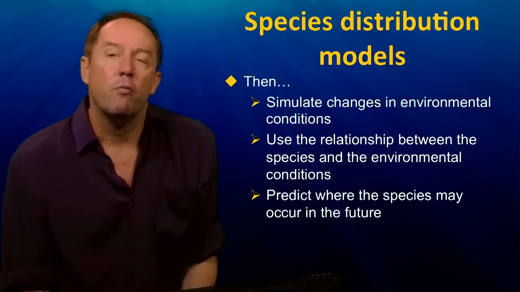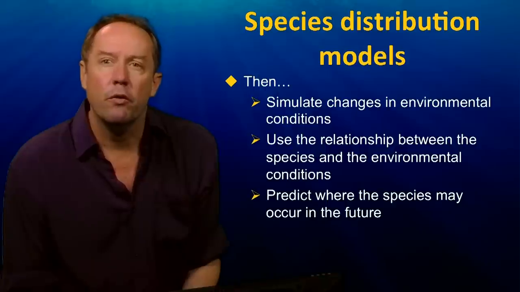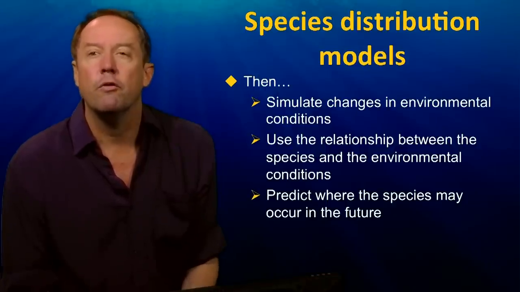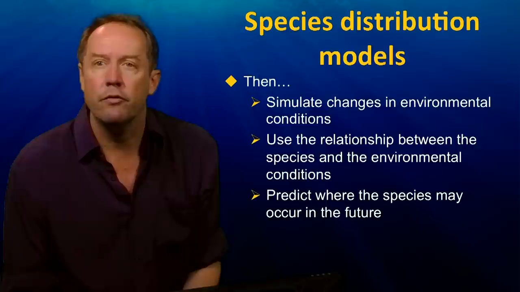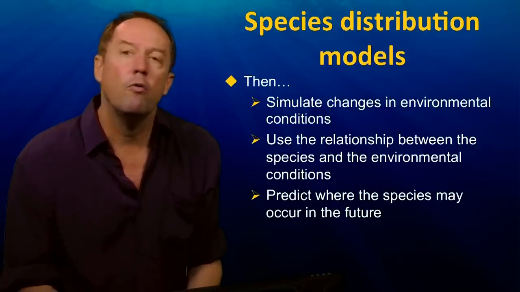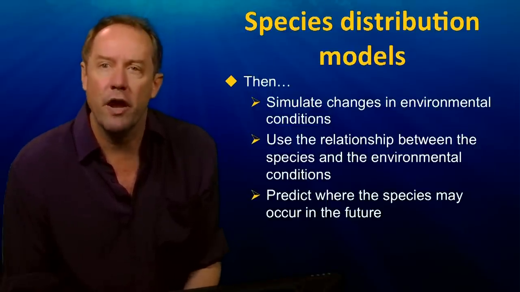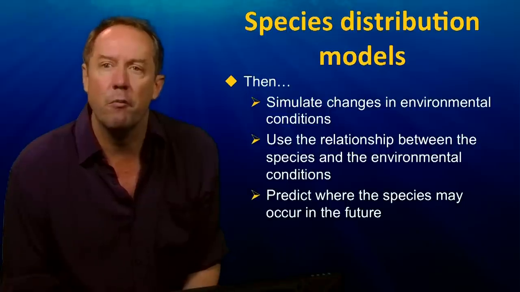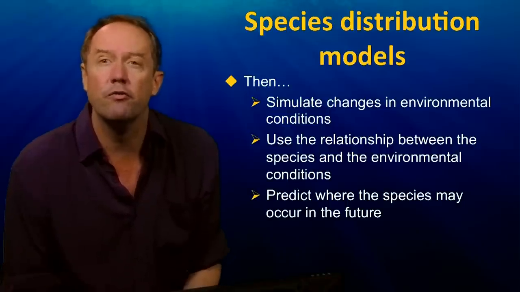Basically, with that relationship, we can start to build species distribution models that tell us what happens to jellyfish as temperature changes. So we can simulate the changes in the environmental conditions knowing what we already know as the relationship between the species and those environmental predictions, and we can predict into the future.